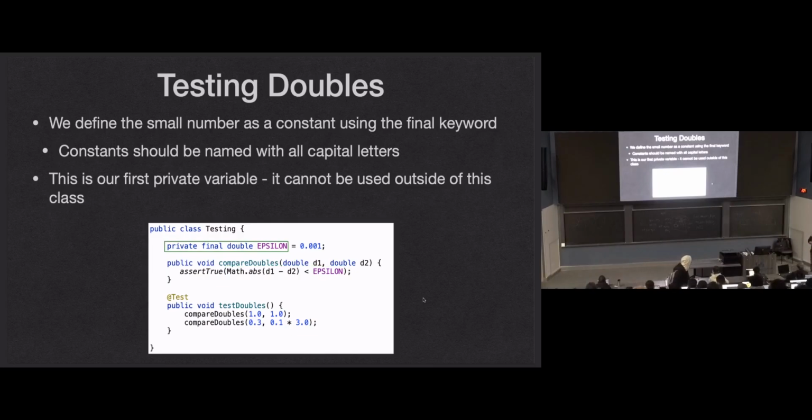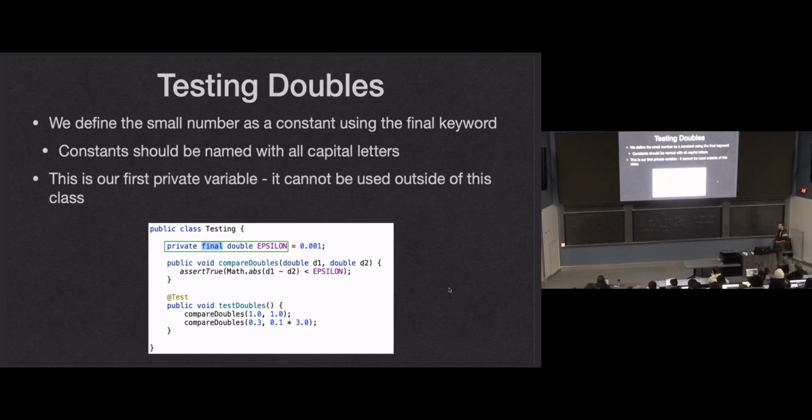Private final double EPSILON, with all capitals. This is a constant in Java. This is like saying const in JavaScript with this final here. Final means you assign the value one time and you can never change the value of epsilon. So this is how we're defining a constant in Java.